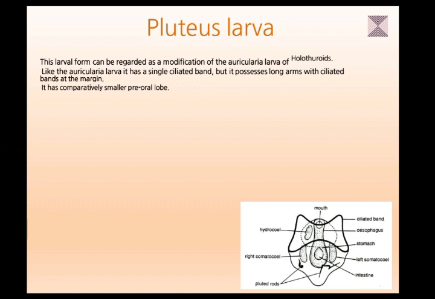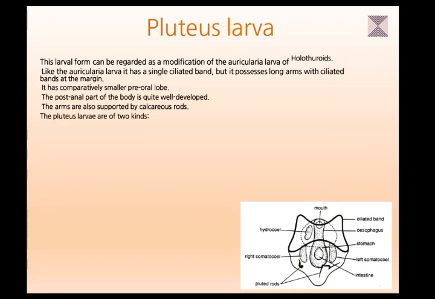Now it has a comparatively smaller pre-oral lobe. Here you can see the pre-oral lobe is smaller. The post-anal part of the body is quite well developed. So here at the back end of the larva, it is quite well developed. It has got all the structures. The arms are also supported by the calcareous rods, which are called the pluteal rods in this particular case. The Pluteus larvae are of two kinds.